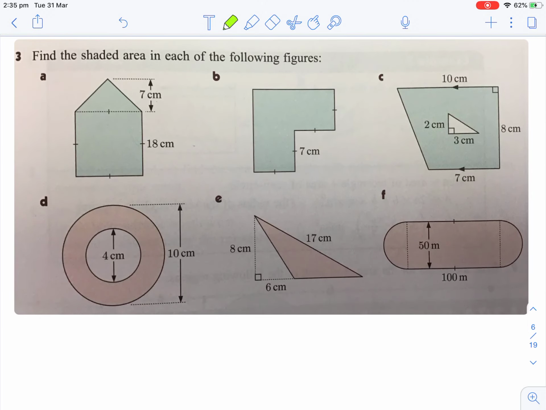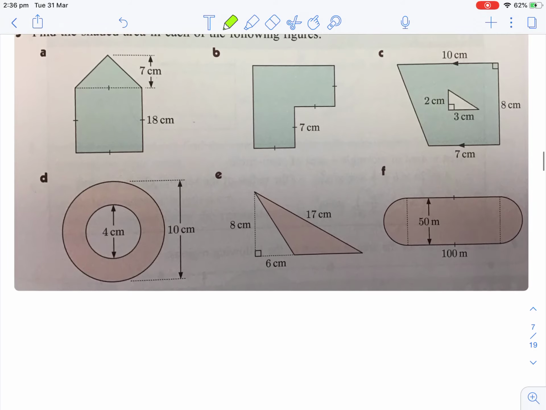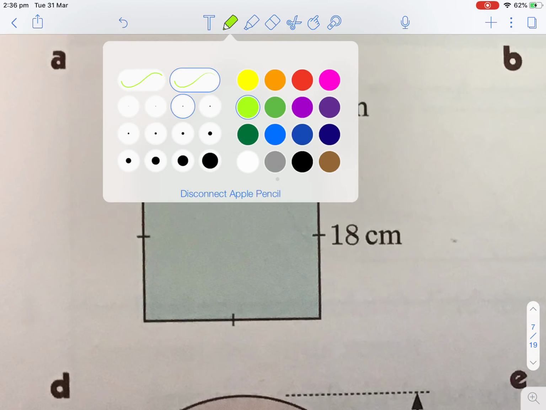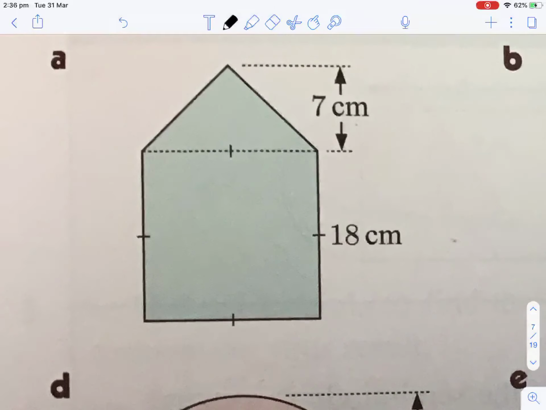So let's have a go at a few of these questions. These are mostly what we call composite shapes, so we've got more than one shape going on. In the first one, that's relatively self-explanatory. I've got the area of a square, which will just be 18 times 18, plus the area of the triangle on the top. So let's do this one to the side of it, shall we?